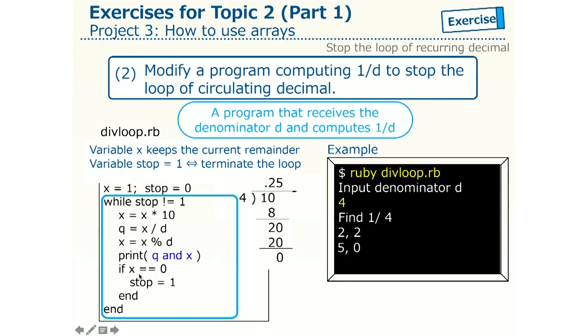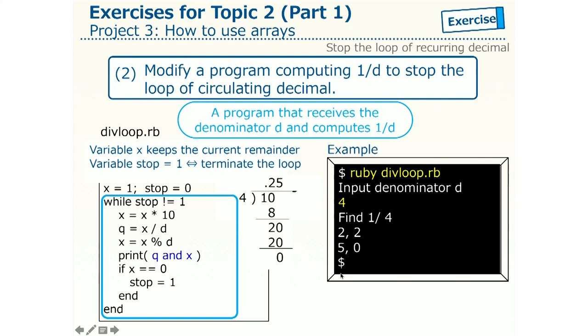Note that this time the remainder is 0, that is, the value of x is 0, so the condition of this if statement holds, and then this line is executed, and the value of stop becomes 1. Now, going back to this line to check this condition, this time the value of stop is actually 1. That means that the condition fails, and so the while loop is terminated, and since there is no command after this while loop, this is the end of the computation, and the program terminates like this.